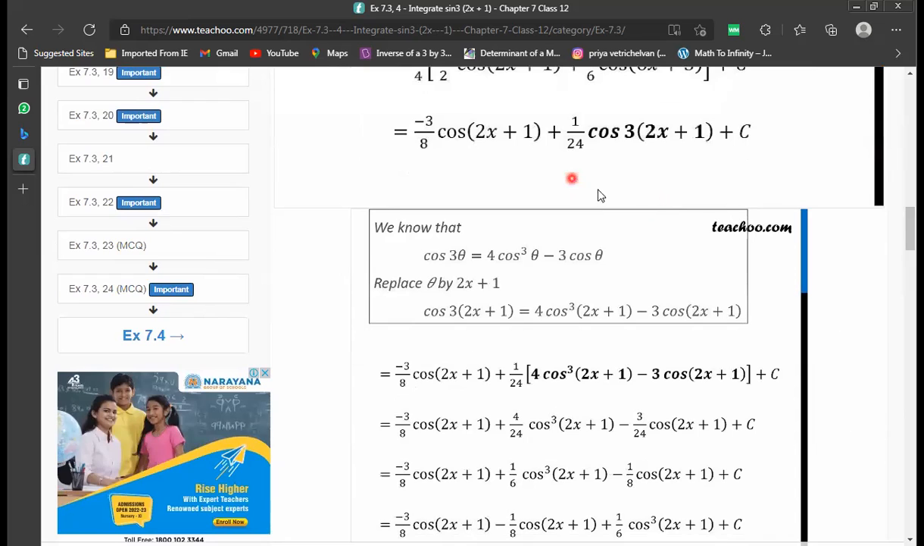That's all about this. Here again they have replaced cos 3 theta as 4 cos cube theta minus 3 cos theta, which is not required.